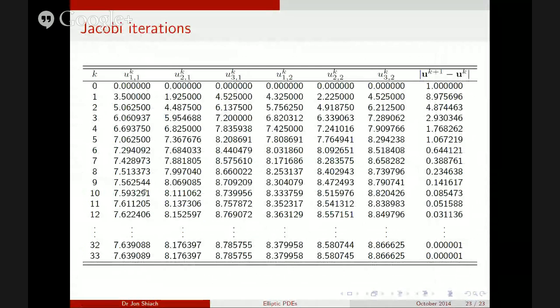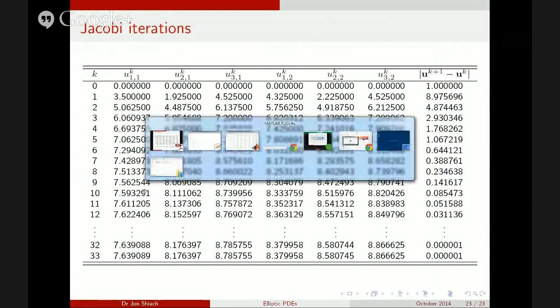Right, and there's the Jacobi iterations from the notes. Right, so I'm just going to stop the recording there.